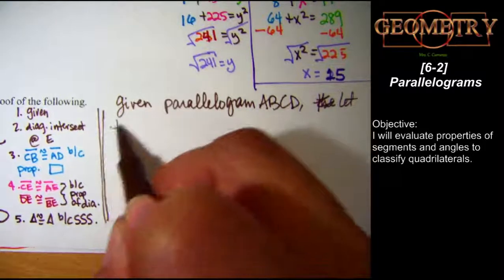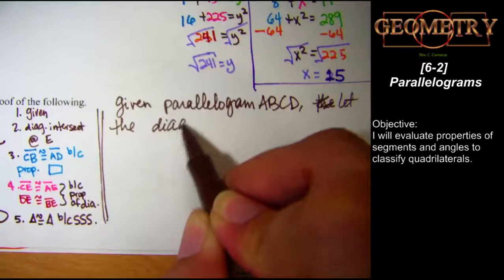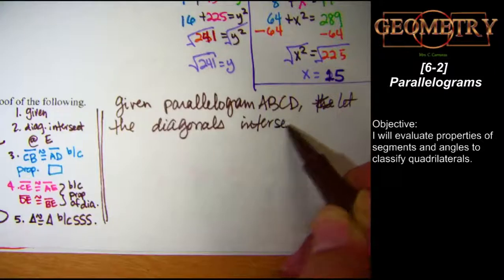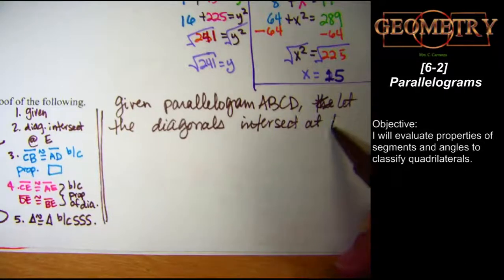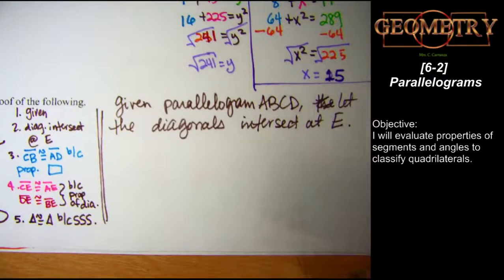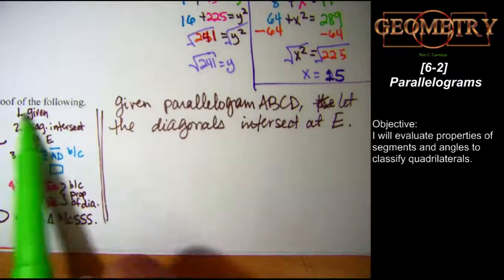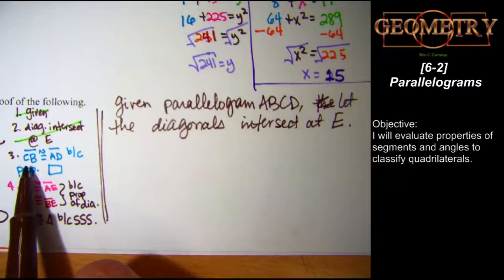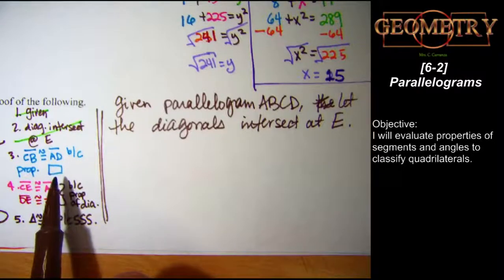let the diagonals intersect at E. And I don't need to write the word point. If you just write a capital letter, we're going to assume you mean the point E. All right, so we have taken care of the given, and we've taken care of statement number 2, all in one sentence. Then we were told this segment congruent to this segment because of property. So I'm just going to turn that into an actual sentence.